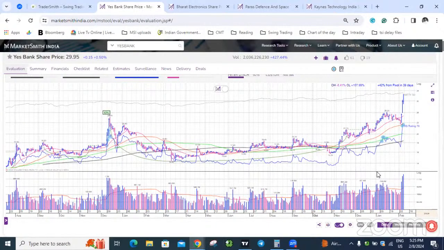Once again, it is not a recommendation. We generally do not give such recommendations. But yes, currently, technically, it looks like that. Maybe it may move toward 40 rupees.